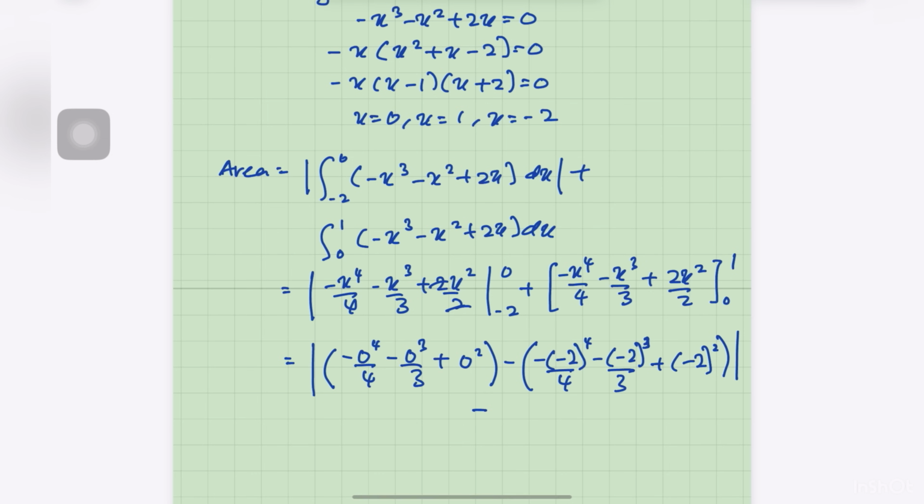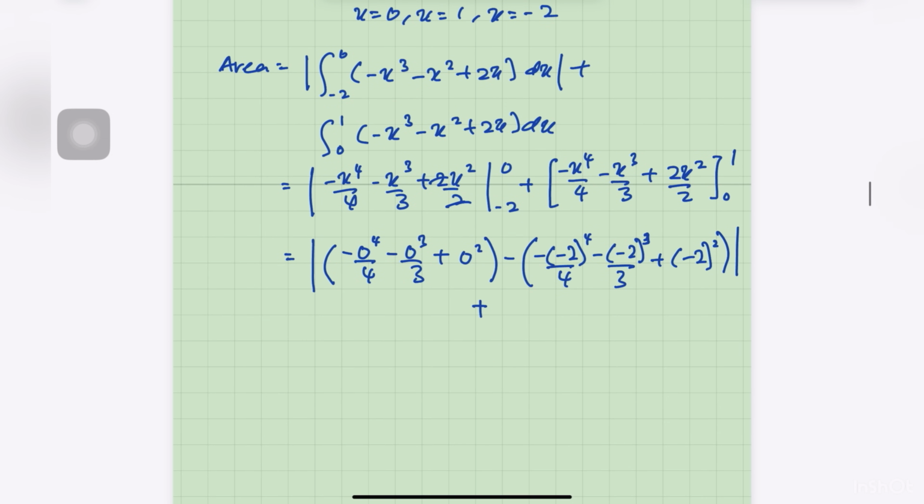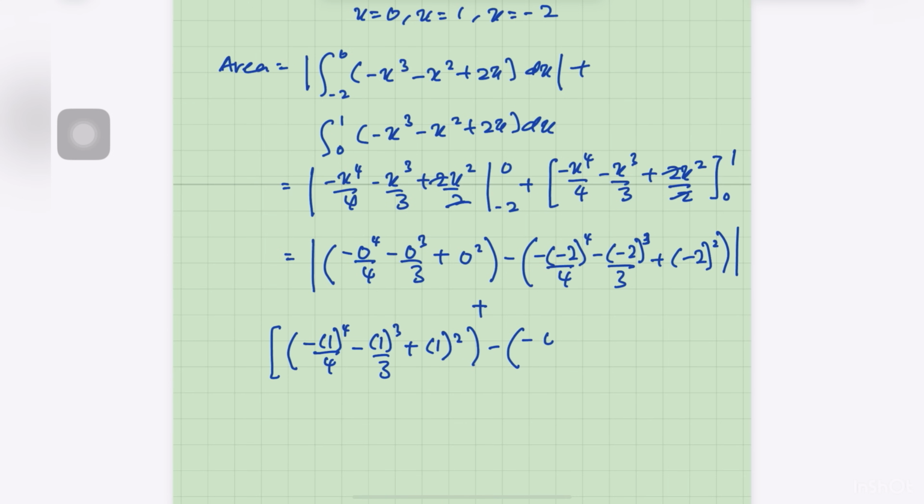Okay, so plus yang another area pula. So this one, so 1 so negative 1 power of 4 over 4 minus 1 cube over 3, plus 1 squared minus 0, masukkan juga. So negative 0 power of 4 over 4 minus 0 cube over 3 plus 0 squared.